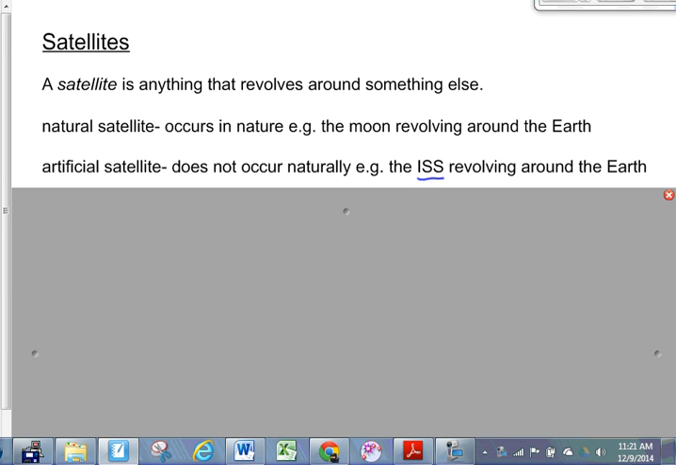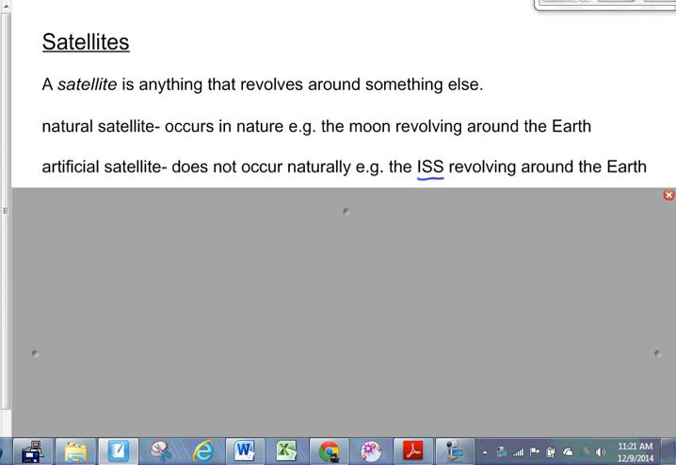ISS, by the way, stands for what? The International Space Station that orbits around the Earth. Do you know the International Space Station is only about 400 kilometers up? But that's space, at least it's the edge of space. It orbits around the Earth at an altitude of about 400 kilometers, give or take a little bit, and we put it there. That's an artificial satellite.